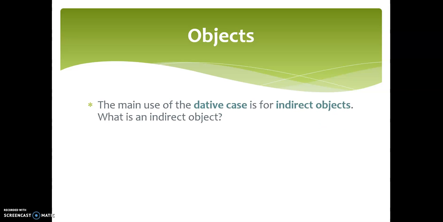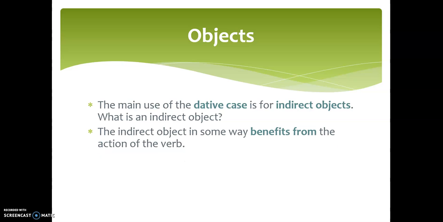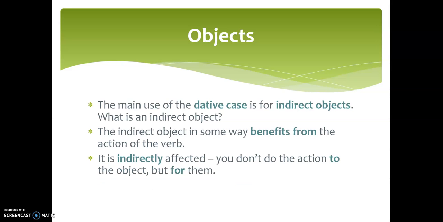So now we're going to get into the dative case with indirect objects. And you can ask yourself, what is an indirect object? The indirect object in some way benefits from the action of the verb. It is indirectly affected, but you don't do the action to the object, but for them. It is usually used with the words "to" or "for" in English.